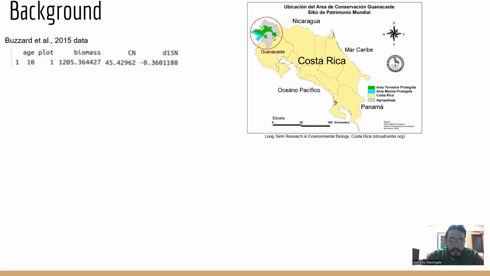This image shows the location of the conservation area World Heritage Site where these measurements were taken.